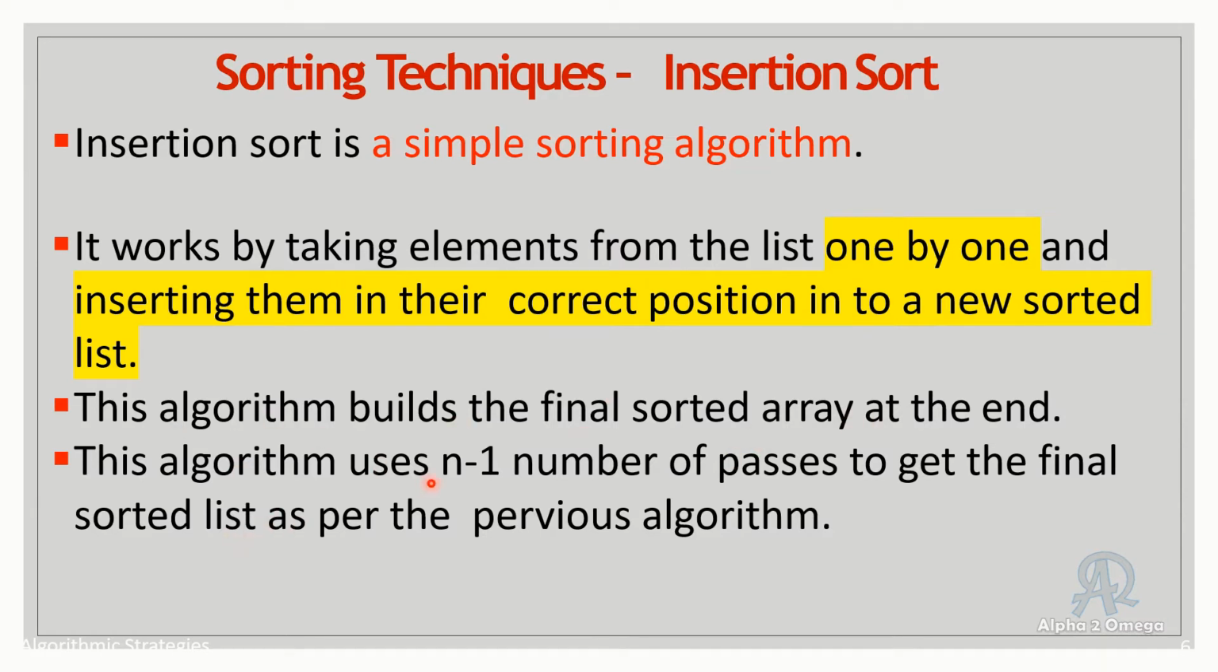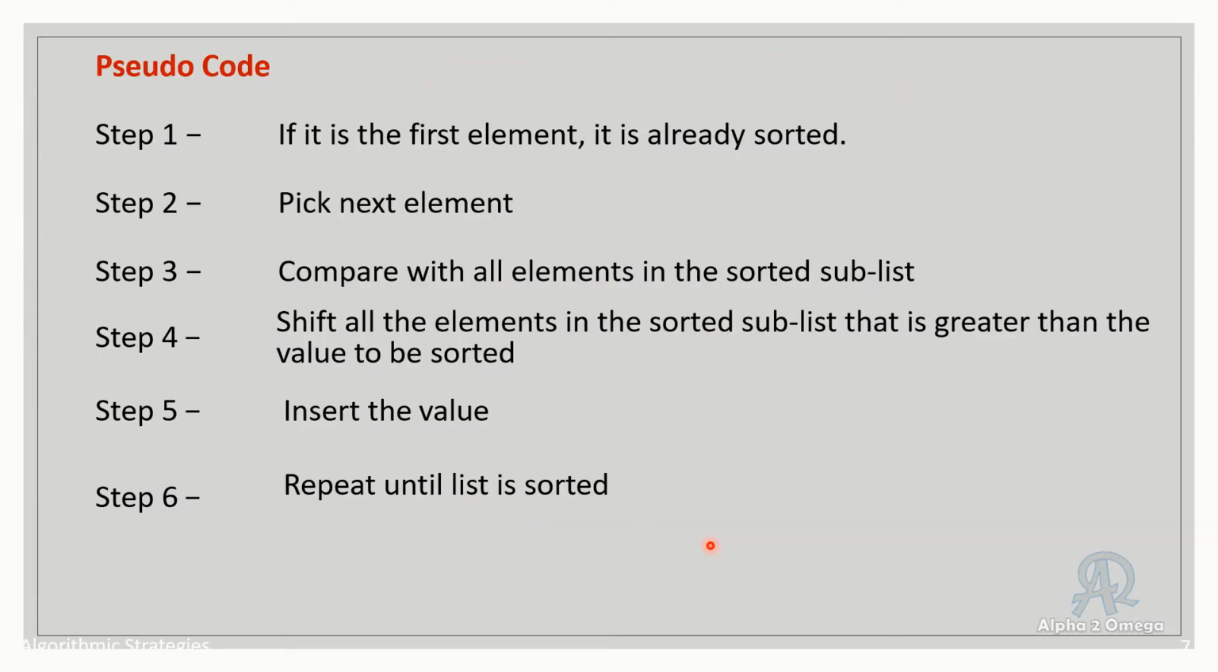This algorithm uses n-1 number of passes to get the final sorted list, as per the previous algorithm. Spelling is wrong here. Okay, previous algorithm. Okay, so you have the pseudocode. You can write the pseudocode in your own words after you listen to the example. Okay, after you understand the example, you can write the pseudocode in your own words.